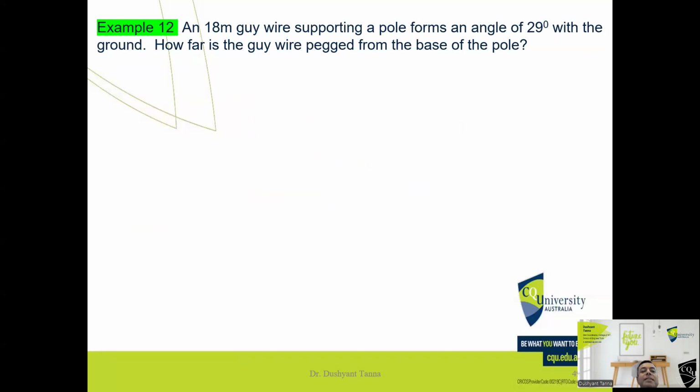An 18-meter guy wire supports a pole and forms an angle of 29 degrees with the ground. How far is the guy wire pegged from the base of the pole? Think about it, draw a figure, apply some trig that you learned. It's a guy wire, just a wire.